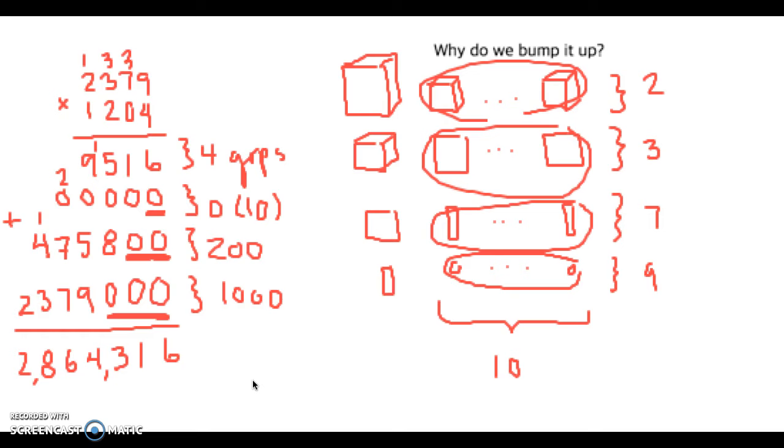So overall, multiplication works because we can bring it back to the definition by reminding ourselves that we are combining many groups of the same size. So we were combining 1,204 groups of 2,379, and we counted the result, which gave us 2,864,316. And that is how multiplication works.